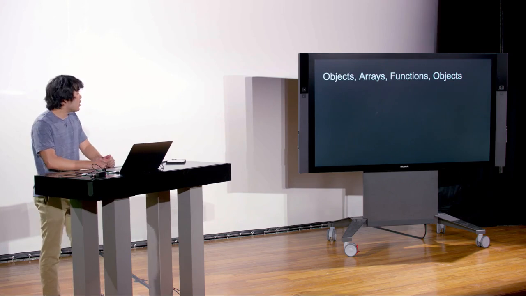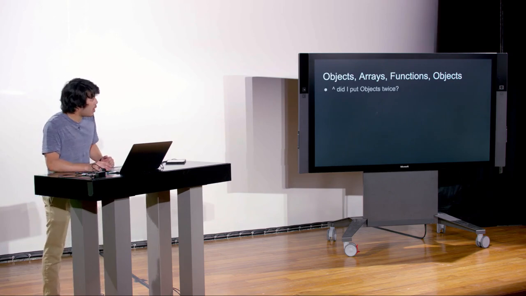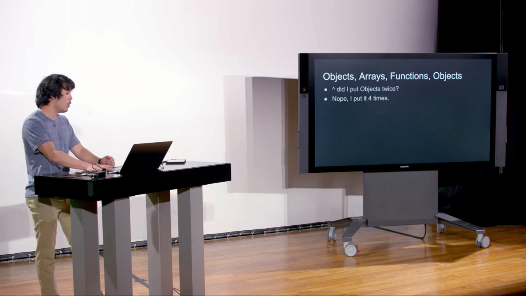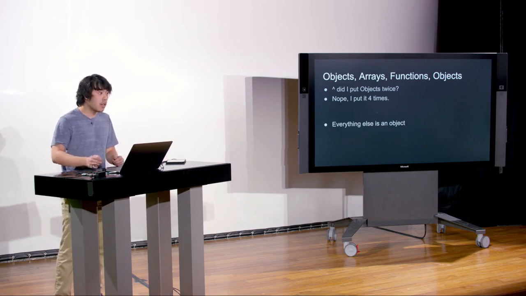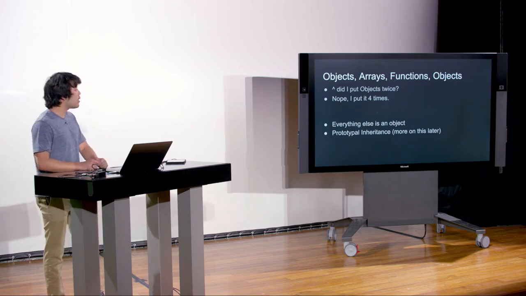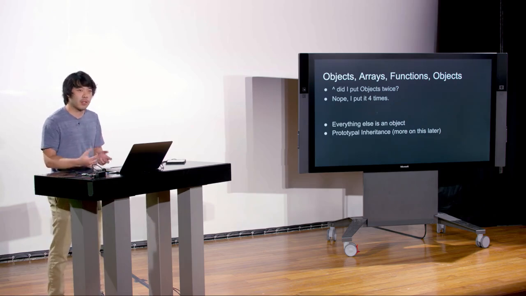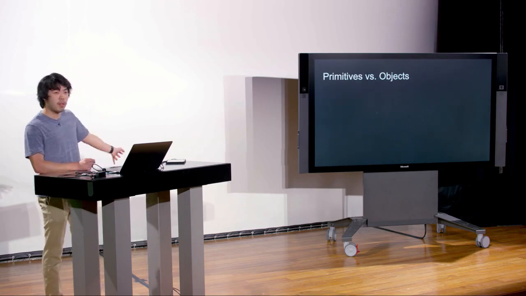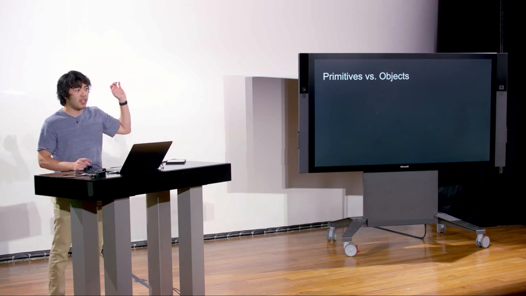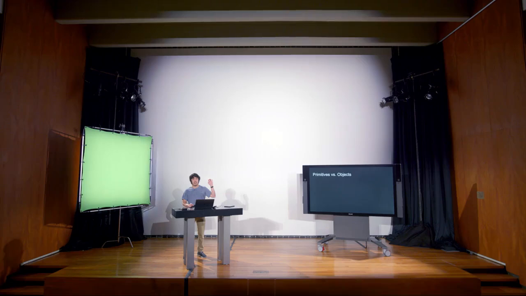Cool, so objects, arrays, functions, objects. It looks like I put objects twice there, but I actually put it 4 times. JavaScript has this weird thing where if it's not one of those primitive values, it's an object. And we'll talk about this thing in a little bit called prototype inheritance, which talks about how these objects inherit from each other and how they actually work under the hood. But first, let's compare those 2 types. We talked about primitives earlier, so who can name some of the primitives? Null, undefined, number, Boolean, string.